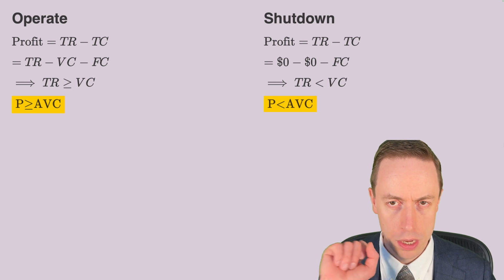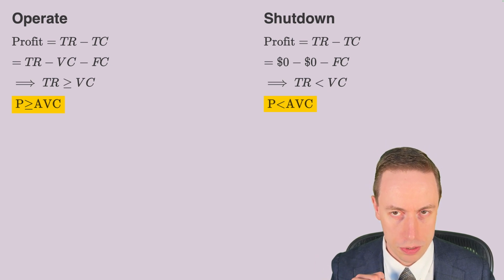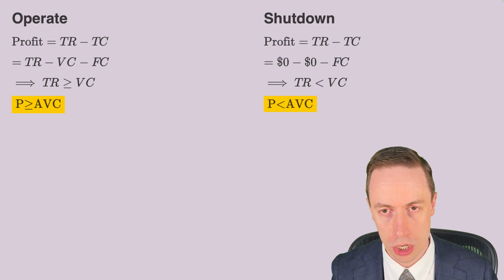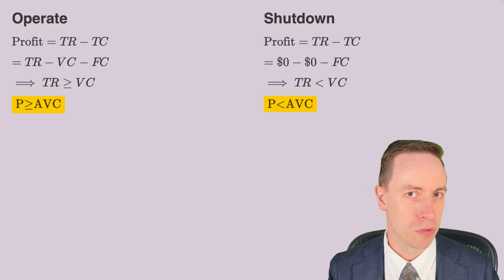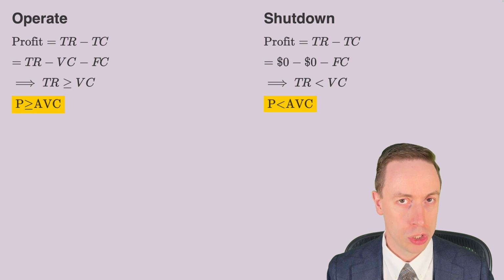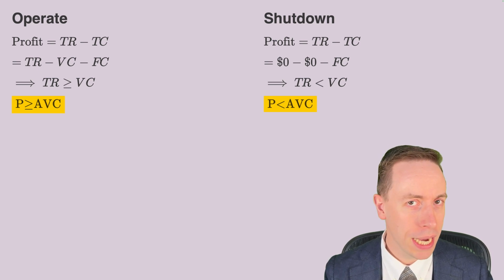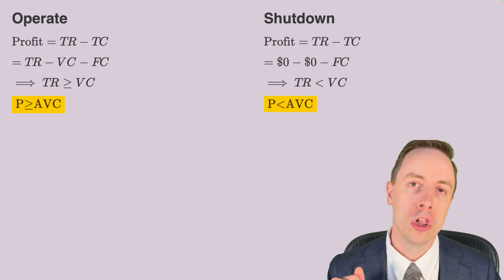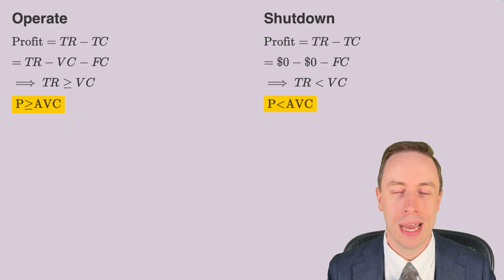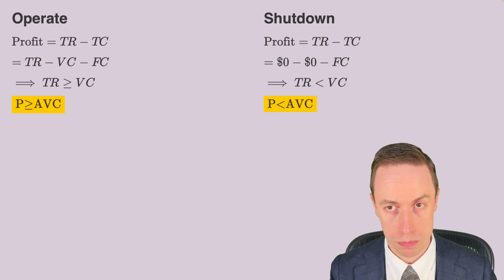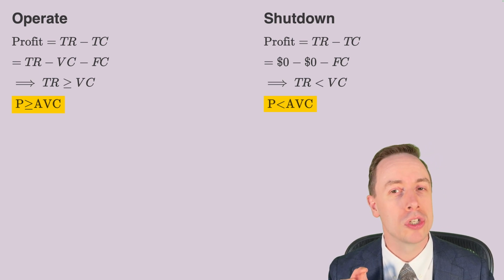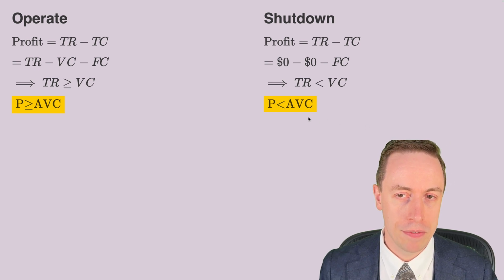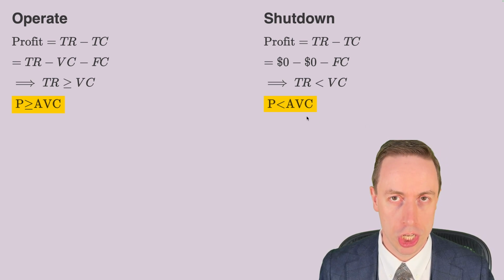First rule was, how do I maximize profits? Choose quantity where marginal revenue equals marginal cost. Second rule, do I want to operate at that profit max or do I want to shut the company down? Answer, look at price and average variable cost because the fixed costs don't matter. If price is less than average variable cost, shut it down.